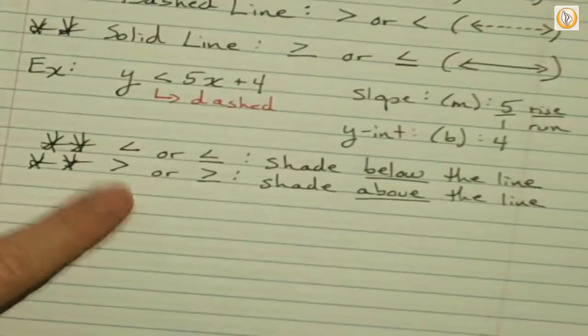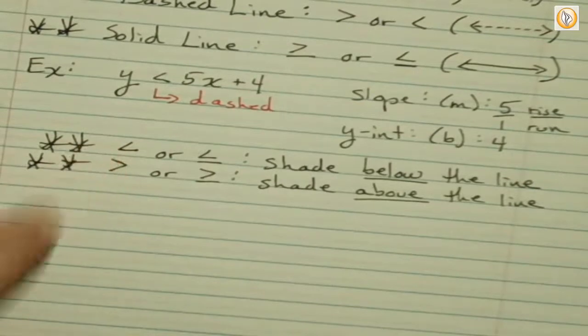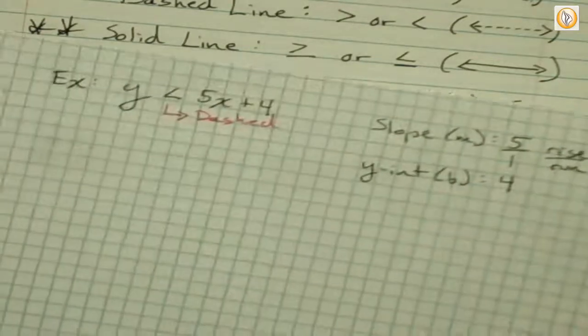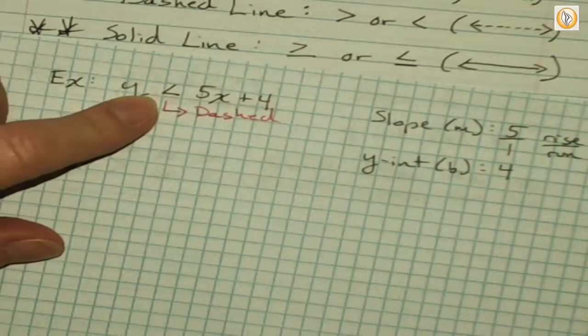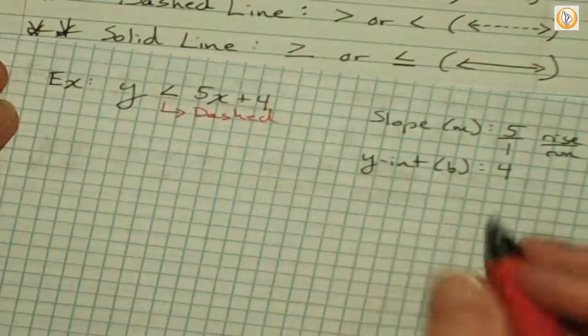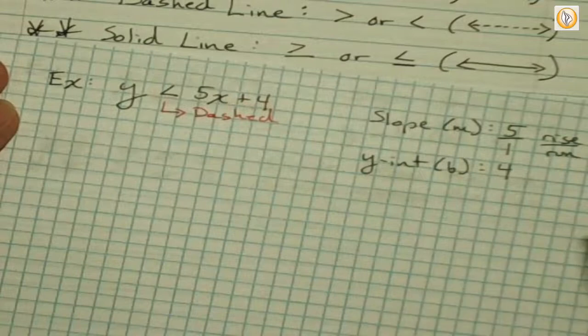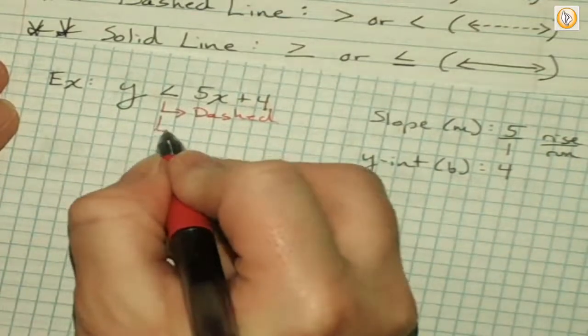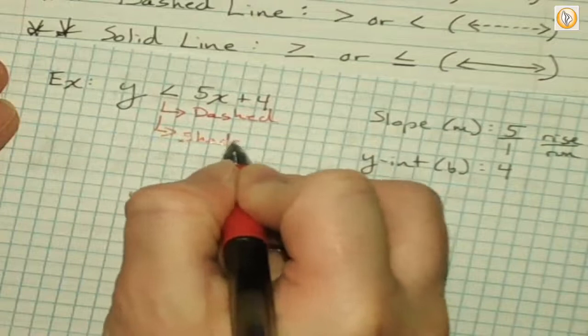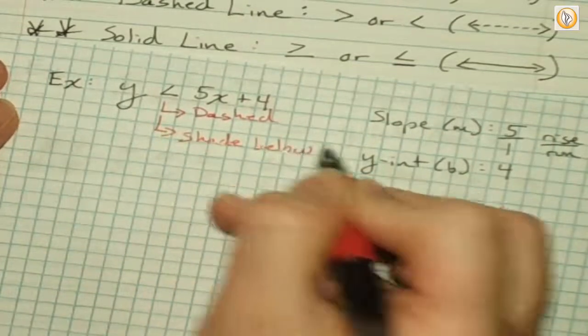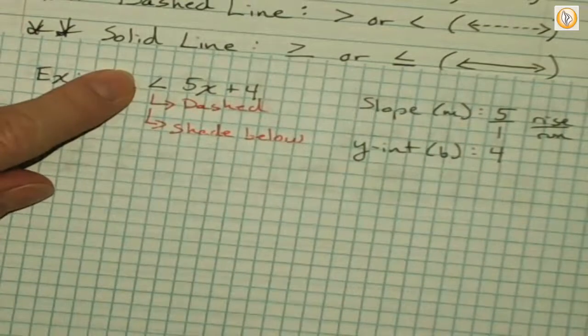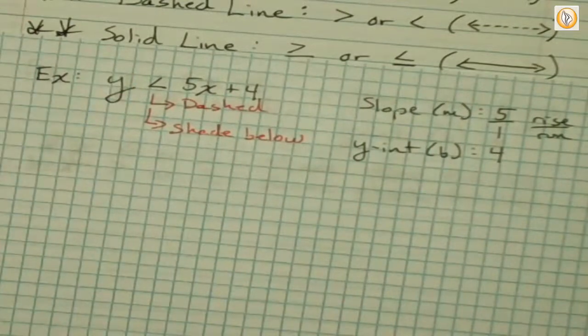Now, according to this, look at this. Emily, am I going to shade below or above this line? You're correct. Because it's less than, you're going to shade below. So you need to make sure you write that down. Because it's less than, you shade below.